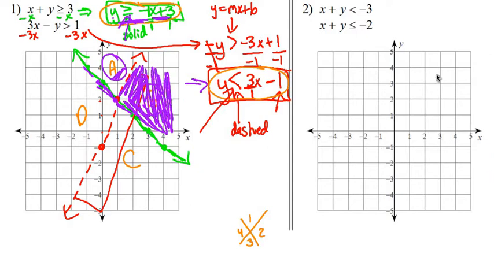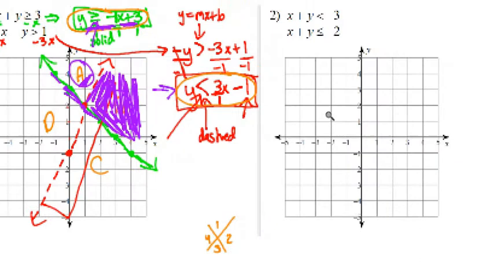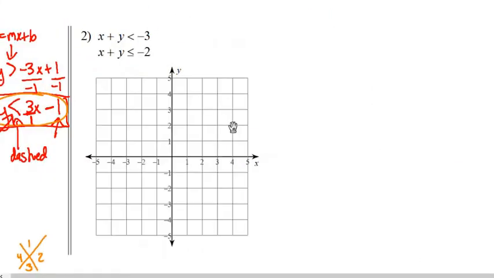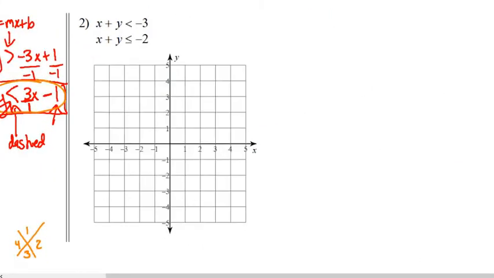Okay, the next case is, so obviously that would be a case where they do meet in one point. This next one that I'm going to show you, number 2, is what's called a special case. This is like that other example we did where the lines are parallel, they never meet. So let's verify that these are going to be parallel lines. We'll subtract x from both sides, and we'll get y is less than negative x minus 3.